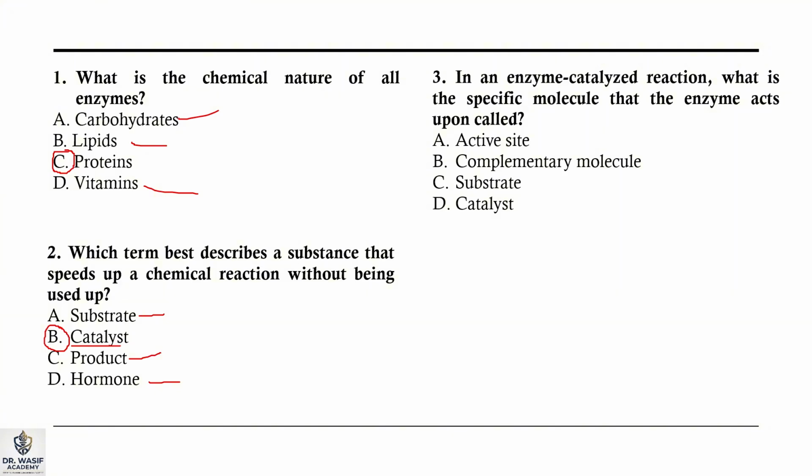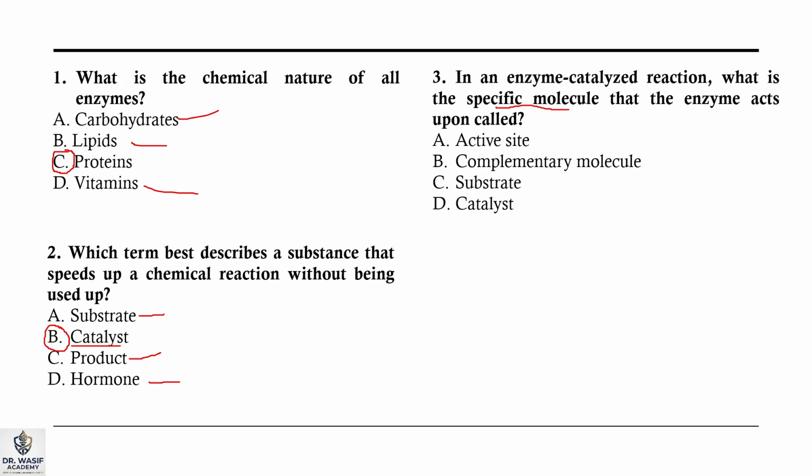Let's move on to question number 3. This one checks your understanding of the different players involved in an enzyme reaction. The question is, in an enzyme catalyzed reaction, what is the specific molecule that the enzyme acts upon called? Now, remember this term, specific molecule. The options are active site, complementary molecule, substrate, and catalyst. Think carefully about the terminology we used and feel free to pause the video if you need a moment to answer this question.